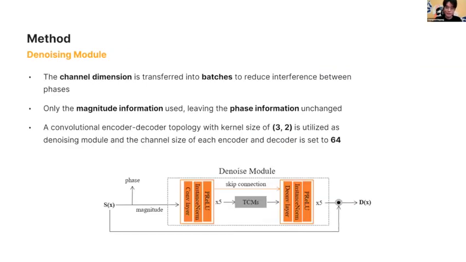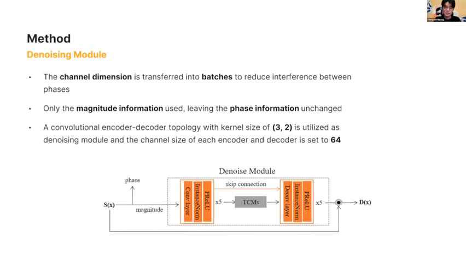The next is our denoising module. We decoupled the outputs of the encoder into magnitude and phase, and only use the magnitude information, leaving the phase unchanged, because the beamforming process is sensitive to phase. Moreover, the channel dimension is transferred into batch to reduce interference between channels, so that it can be regarded as a single-channel model in magnitude domain.